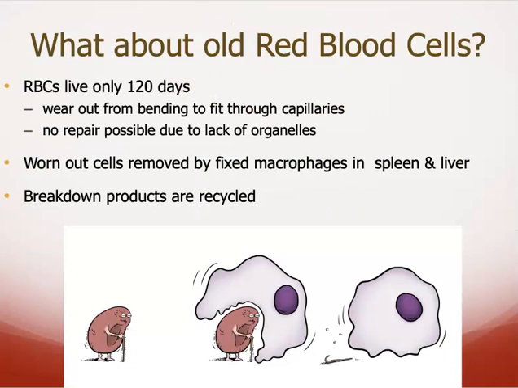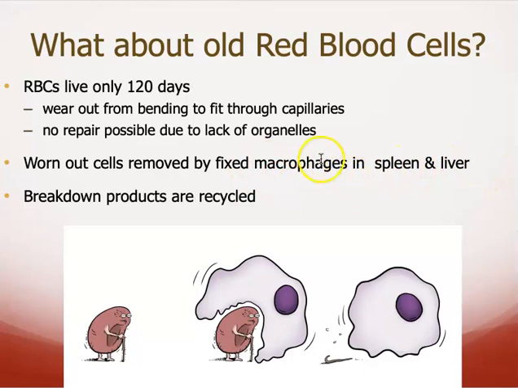But as we mentioned, because they've now ejected that rough endoplasmic reticulum, they're no longer able to fix any damage that may occur, so they age out. They only live about 120 days. They wear out. Again, that biconcave shape allows them to bend and flex, but after a while that breaks down. Any of these cells that are worn out are removed by macrophages in the liver or the spleen.